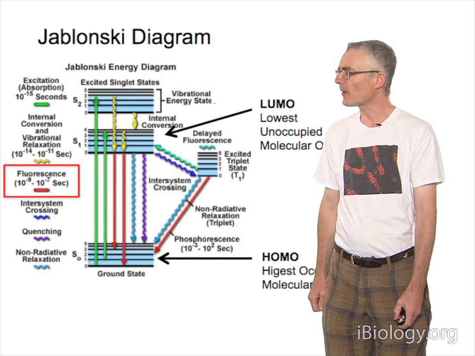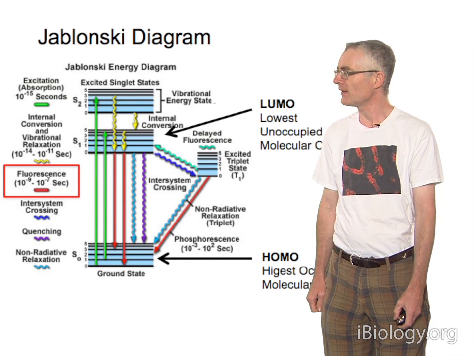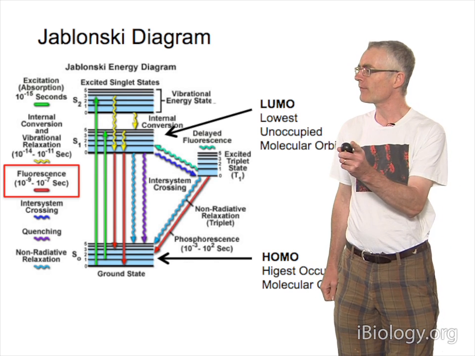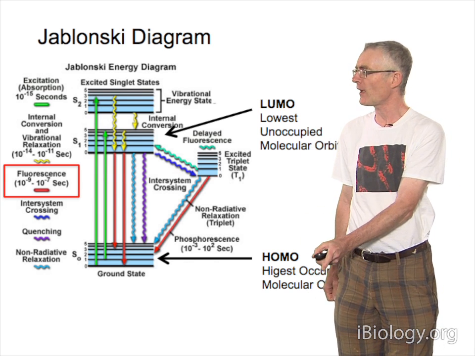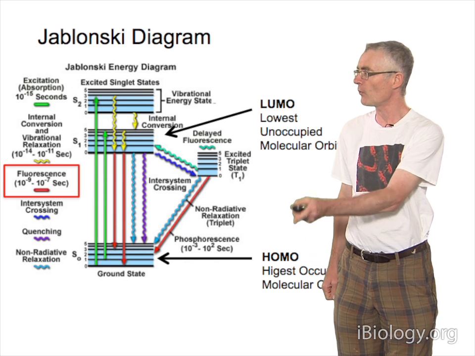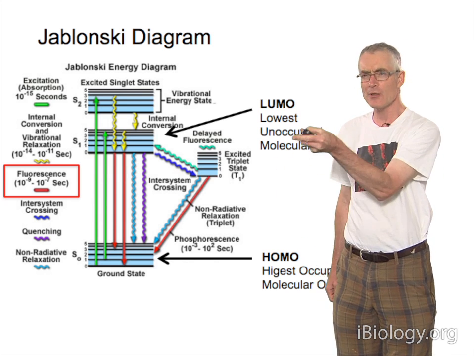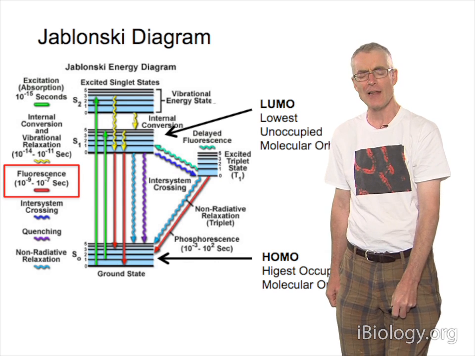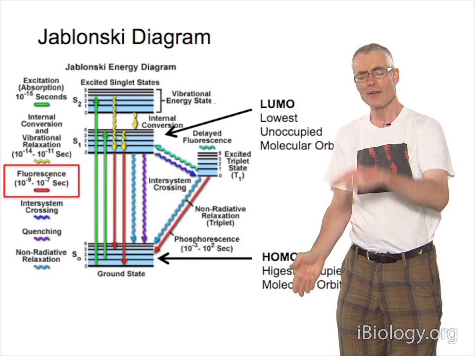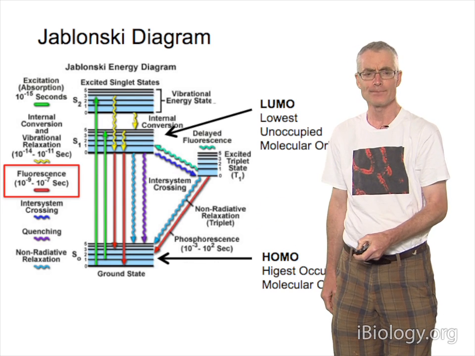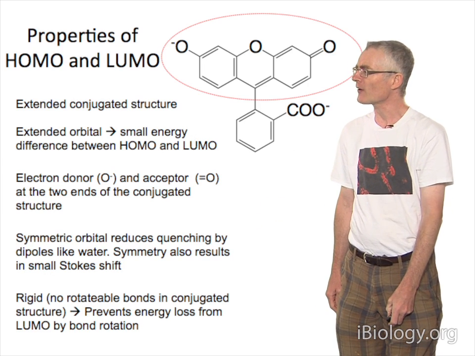You should have heard about Jablonski diagrams in Nico's talk when he was talking about the principles of fluorescence. Here, I really only want to focus on the HOMO, the highest occupied molecular orbital, and the LUMO, the lowest unoccupied. And of course, the energy difference between these is what determines the color or the wavelength of the fluor. The smaller the energy difference, the redder the fluor. And I want to relate that to the structures.